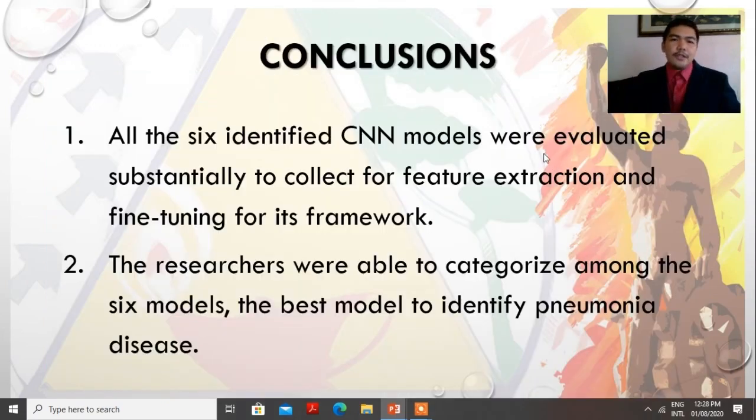So for the conclusions, all the 6 identified CNN models were evaluated substantially for feature extraction and fine-tuning for its framework. So the researchers were able to categorize among the 6 models the best model to identify pneumonia disease.